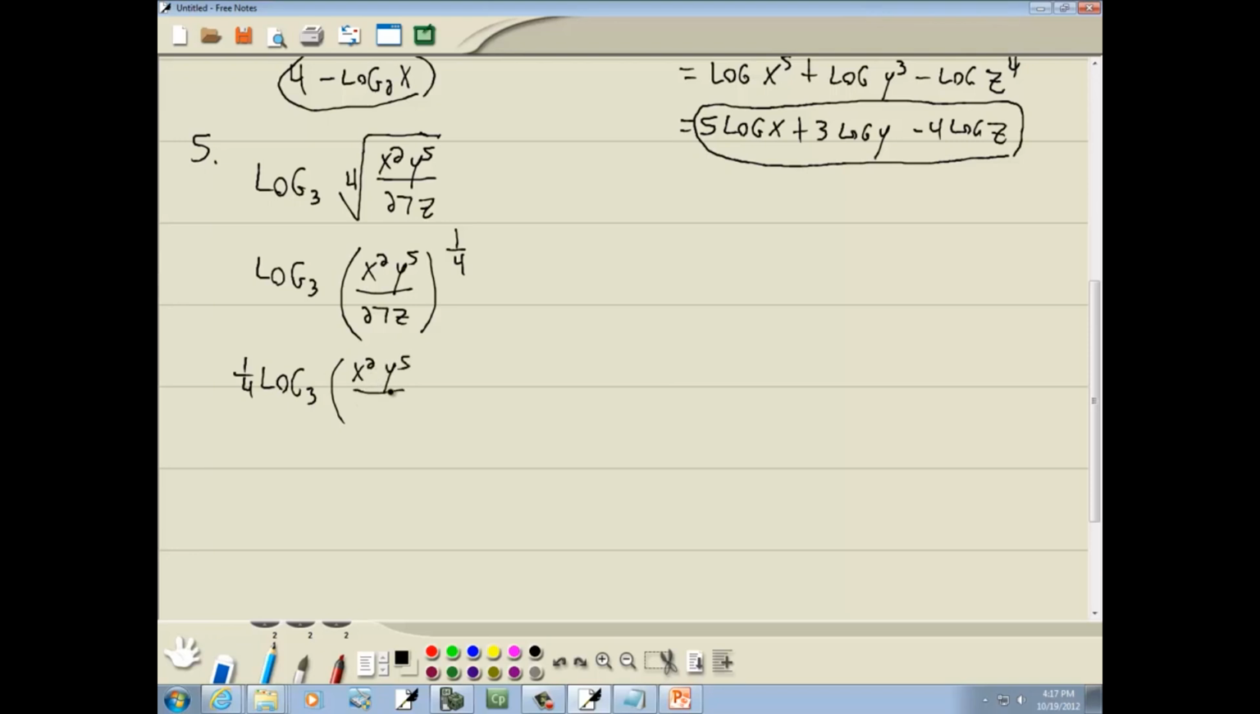And we're left with this. X squared y to the 5th over 27z. Now the main thing happening. Well, we got something up on top divided by something on the bottom. So the division's our main thing. Now the 1/4 that we put out in front has to stay out in front of every log we write from here on. So this becomes 1/4 log x squared y to the 5th minus 1/4 log 27z.